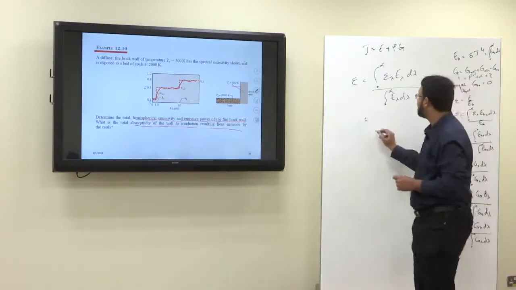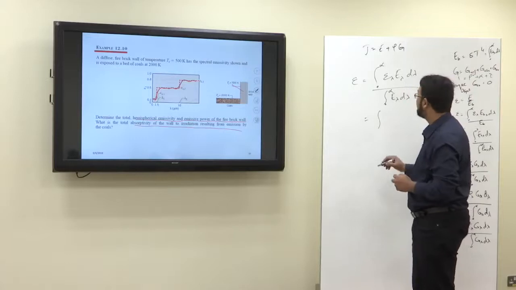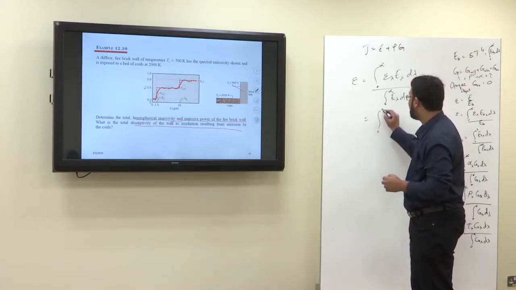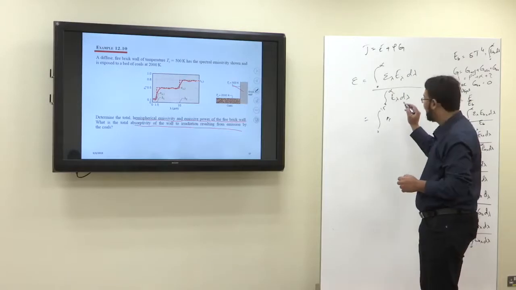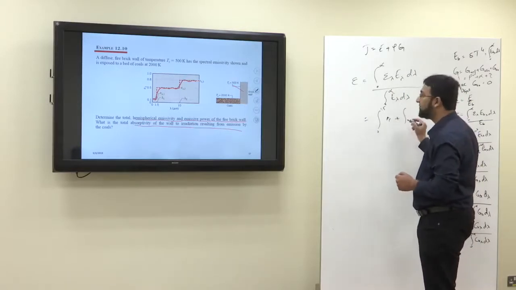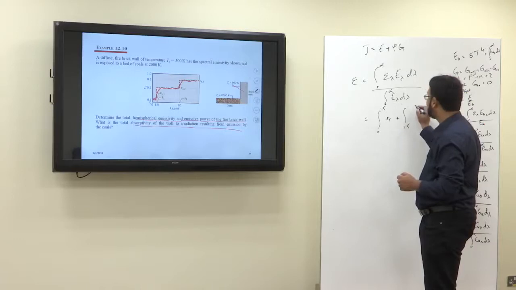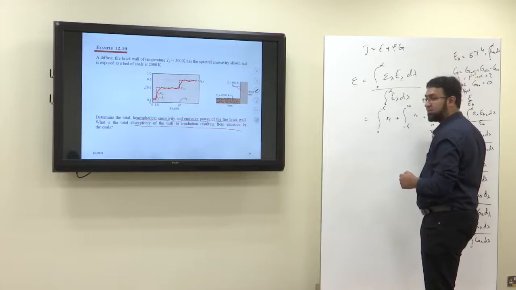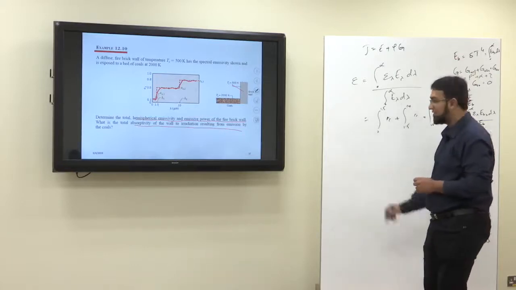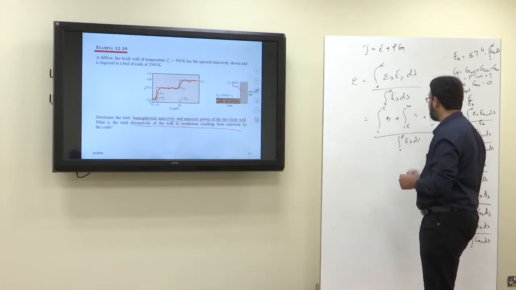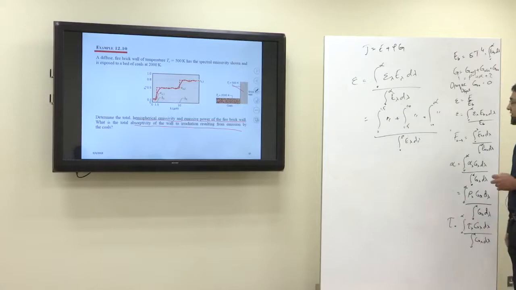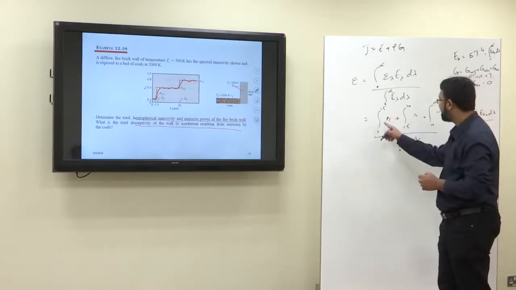Now I will write it as the integral from 0 to 1.5. I will write it like this instead of writing it again and again, plus the integral from 1.5 to 10, plus the integral from 10 to infinity, divided by the integral from 0 to infinity of E lambda d lambda. Is it clear? Yes.